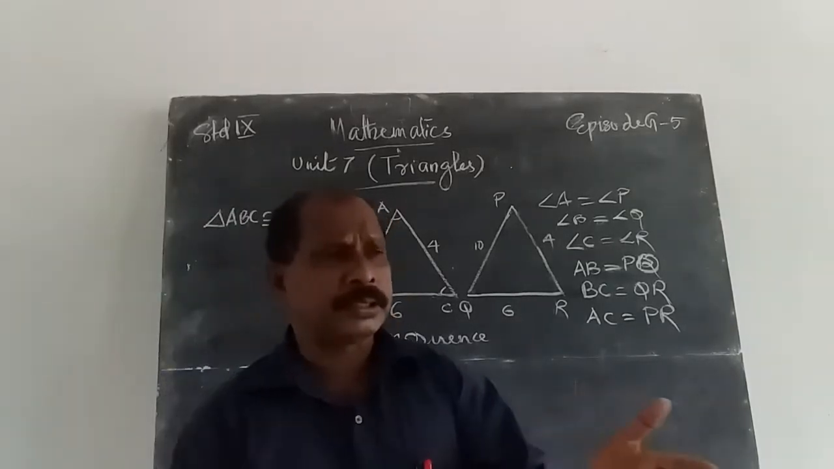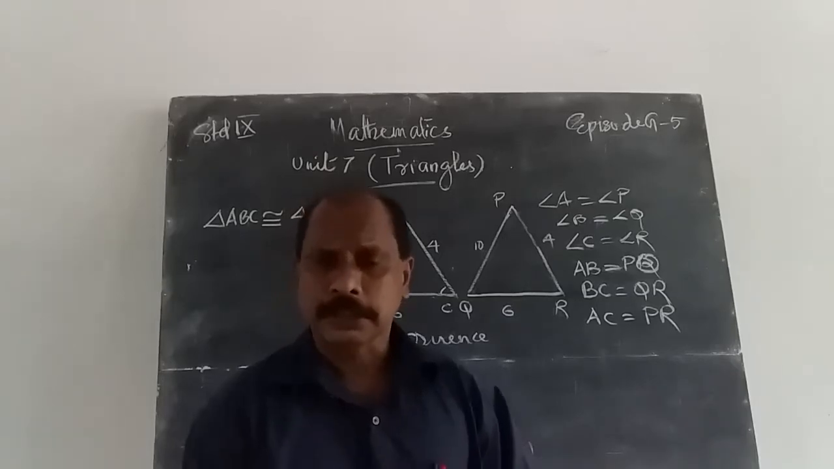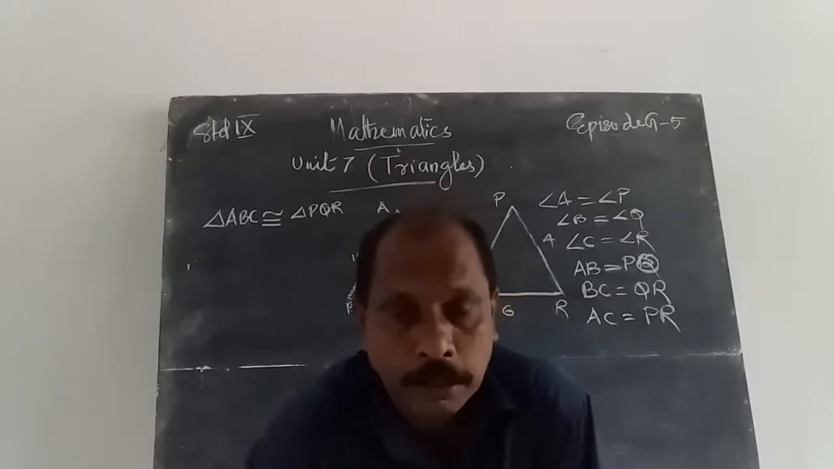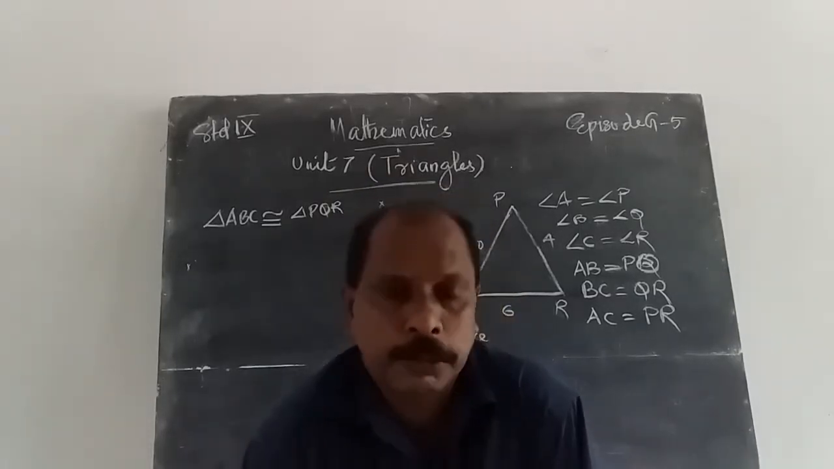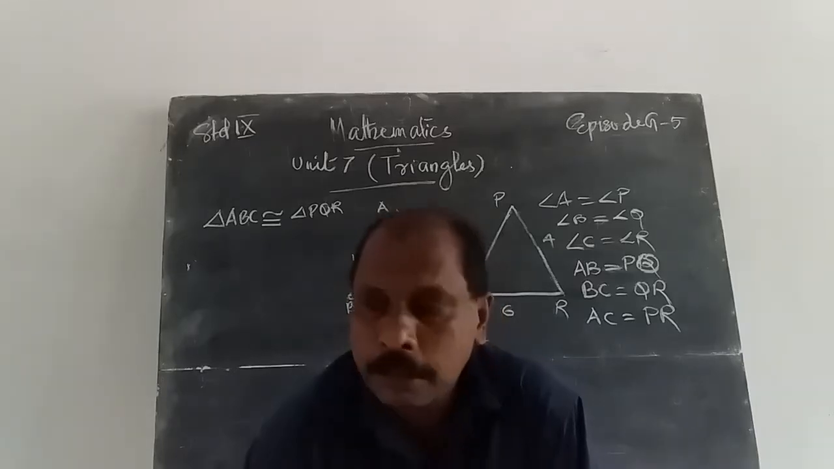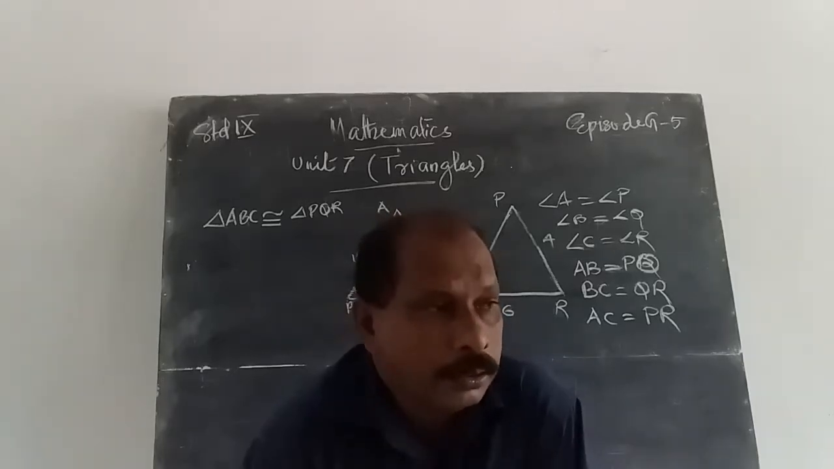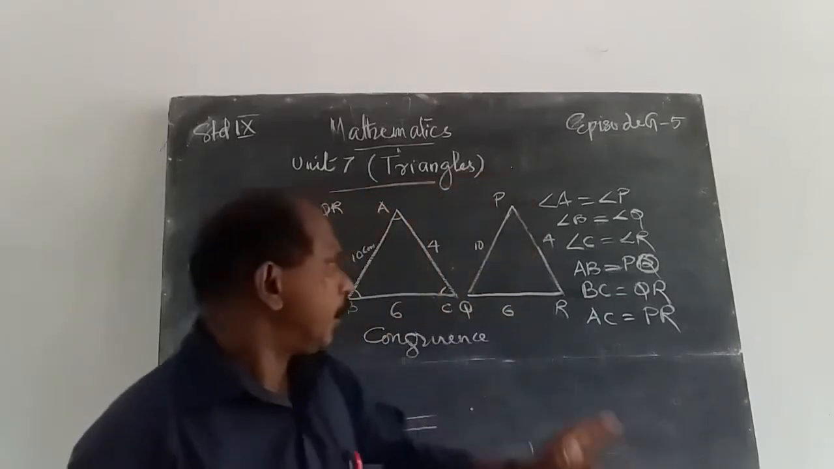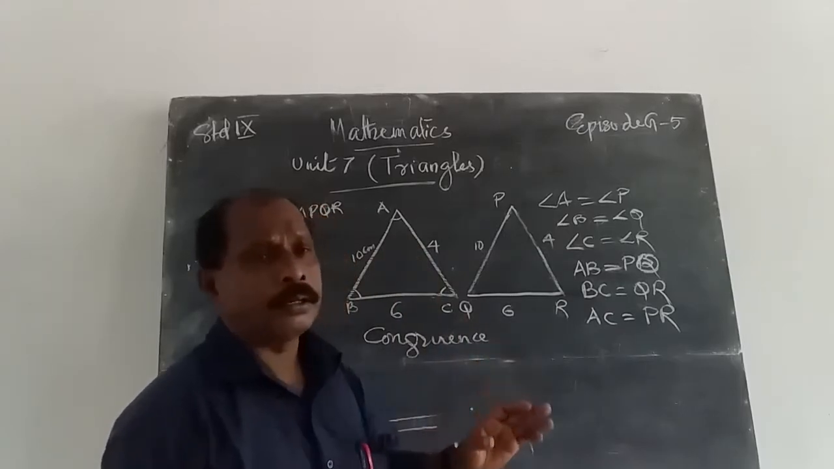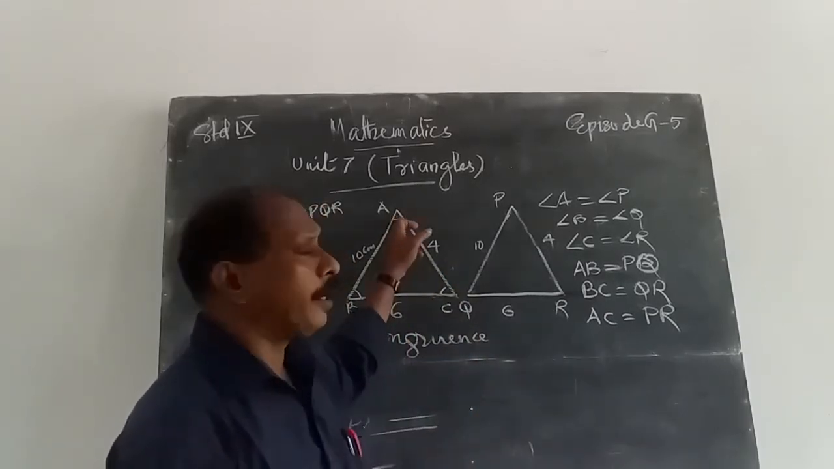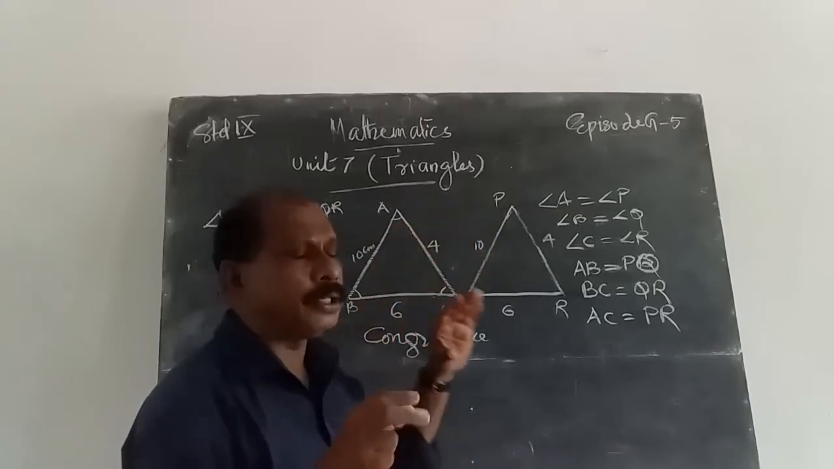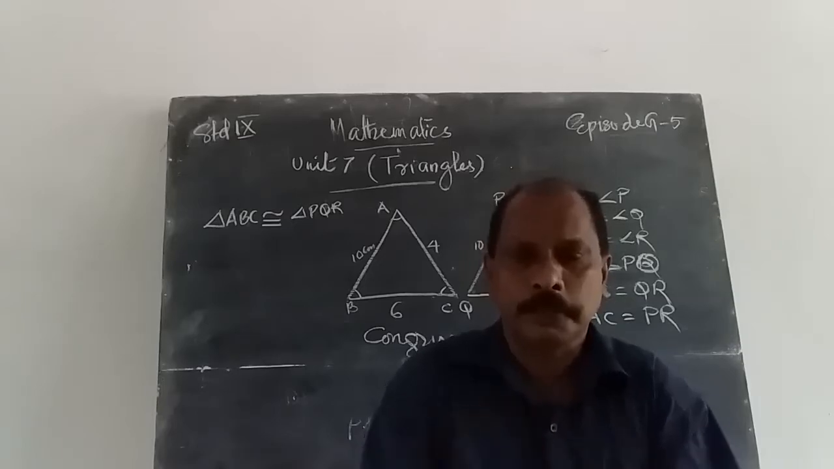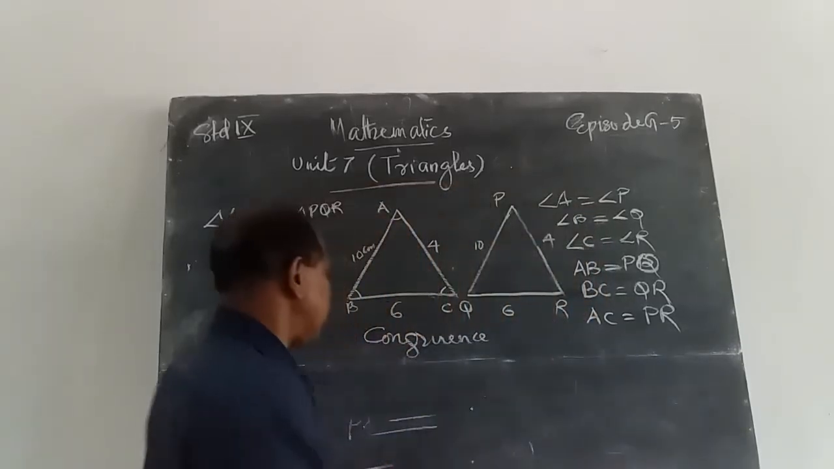What is the difference between similar and congruent? Similar means angles are equal, but the sides are not equal, but they are in proportion. Congruent means angles are equal and also sides are equal. That means one is the ditto of the other. That means same size. These two triangles coincide with one another. That is, point A coincides with point P, and all the points coincide with one another. Therefore, they are equal. Therefore, that is congruency of triangles.